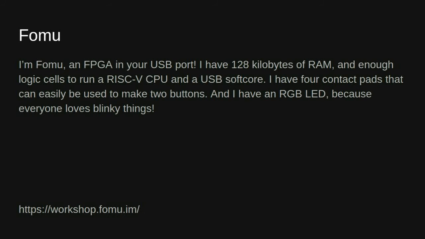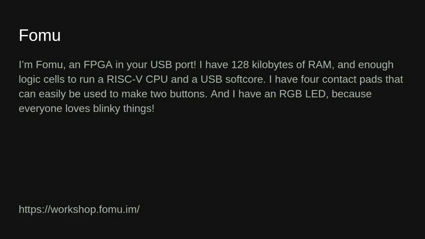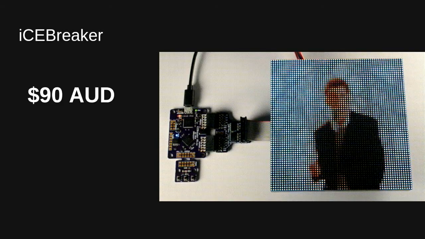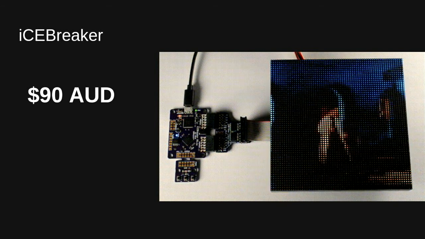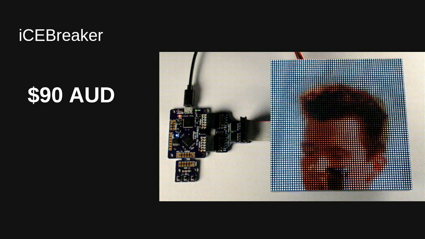Talked to Tim and Sean Cross about FOMU, but essentially this is probably the smallest RISC-V development board out there. It's able to fit inside your USB port. It's got a USB soft core, which I mentioned before, and four contact pads and an RGB LED. This workshop is really good. The guys ran it at Chaos Communication Congress recently, and it had a lot of attendance. Other boards out there: iCEBreaker, connected to a HUB75 LED display, and of course, Rickrolling everybody.